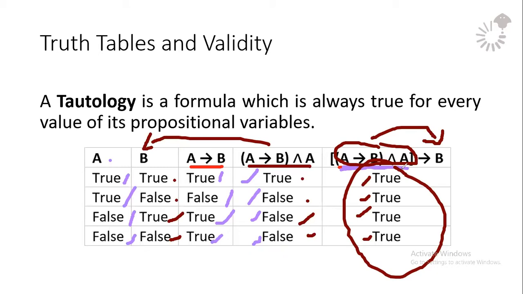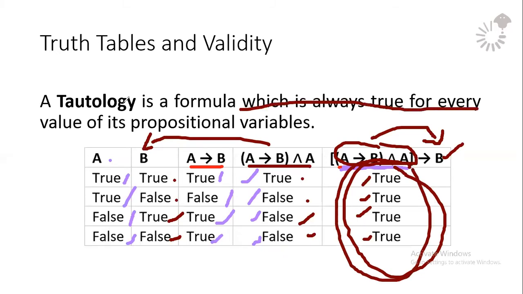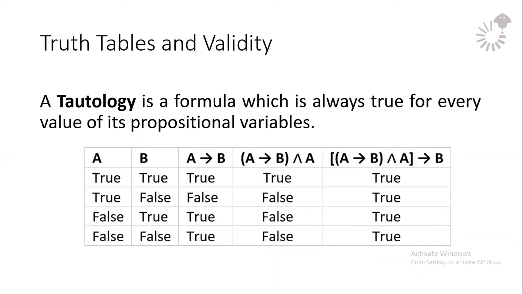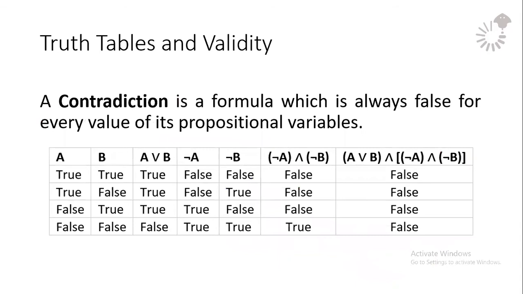So kung ang truth table natin, nung in-execute natin yung statement, we can identify kung yung statement is tautology, contradiction, or contingency. Kapag puro true, formula is always true, tautology ang tawag dyan. Kapag puro false naman, always false, contradiction.